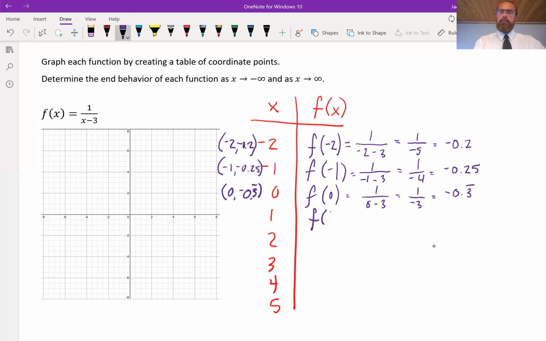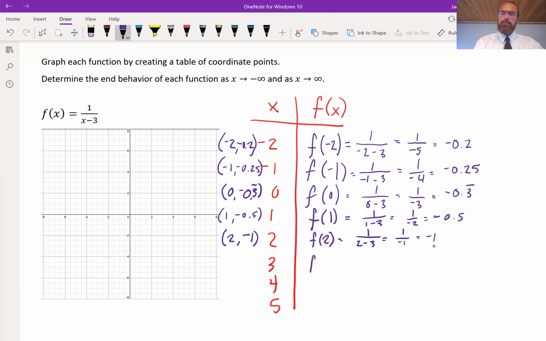So next value is f at 1, which is 1 over 1 minus 3, which reduces to 1 over -2, or -0.5. At f at 2, we'll substitute 2 for x, so 1 over 2 minus 3, which is 1 over -1, which reduces to -1. So you can see the decimals are now resolving into a -1. So at 2, we're at the value -1.